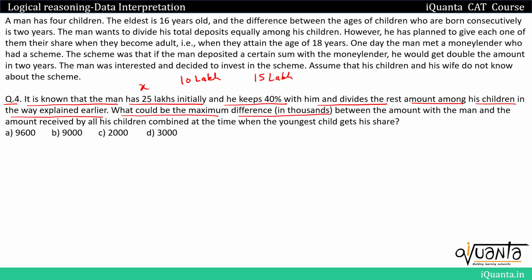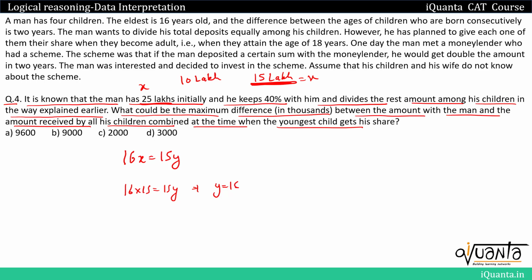What could be the maximum difference in thousand between the amount with the man and the amount received by all his children combined at the time when the youngest child gets his share? So we know the equation that we had initially, 16x equal to 15y. Initially the man had 25 lakhs, but he's only giving 15 lakhs to his children. So now the value of x will be 15, because that is the sum that is going to be divided. So when we put x equal to 15, we'll be getting y equal to 16.